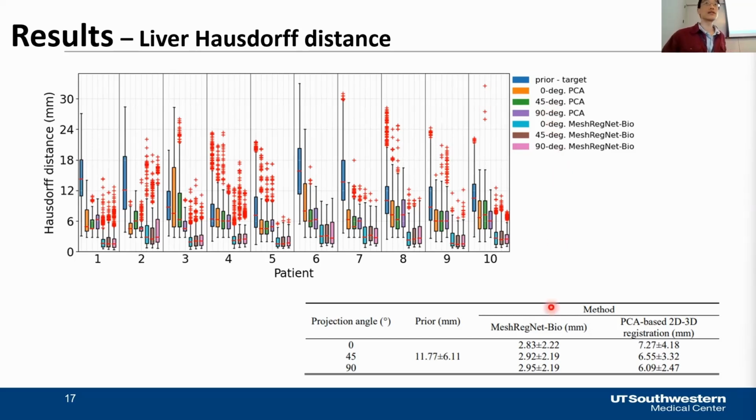This table summarizes the mean and the standard deviations of these two techniques. So you can clearly see our method outperformed the PCA-based method. We have a very good registration accuracy for the liver surface. Then we can combine with the biomechanical modeling and use it to obtain the intra-liver deformation to locate the liver tumor.